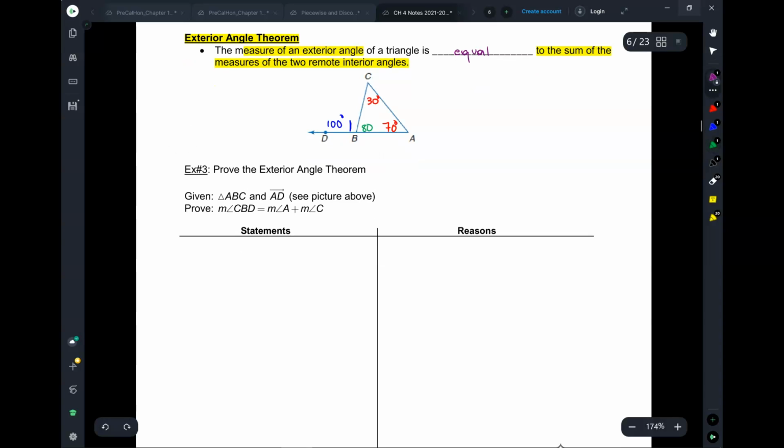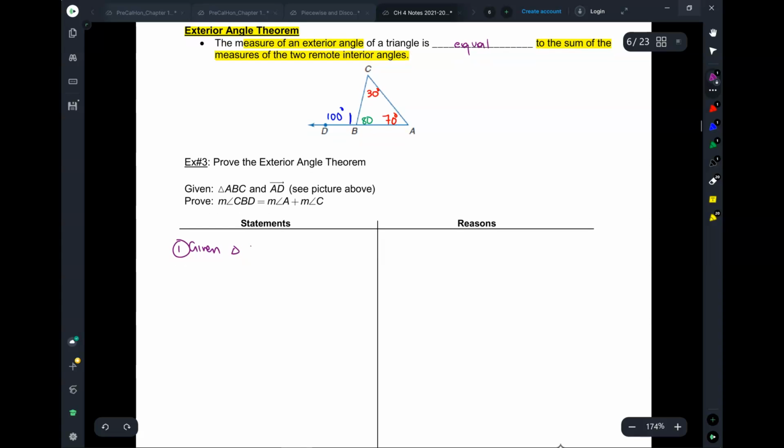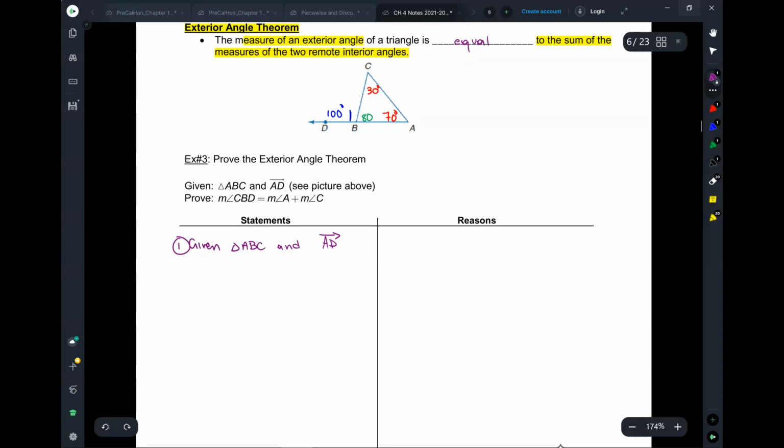So you're given triangle ABC. I don't understand what it's saying. A linear pair has to be 180 degrees, right? A triangle has to be 180 degrees, right? Okay, we'll come back to it. So let's try to prove this. Okay? All right. So this is the given. We're given triangle ABC and line AD. Okay? So what do we know?